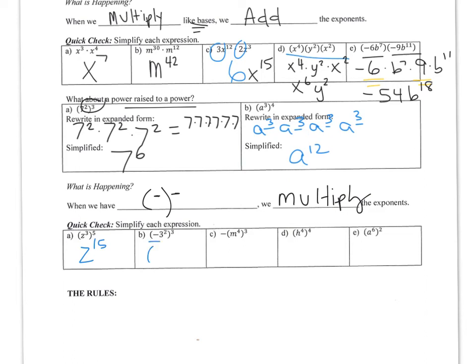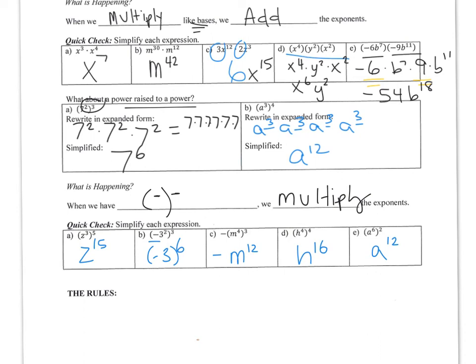Now keep this negative 3 in parentheses because it starts in parentheses, negative 3 to the 6th. This negative stays on the outside because it starts on the outside, m to the 12th. This is h to the 16th and then a to the 12th because 6 times 2 is 12.